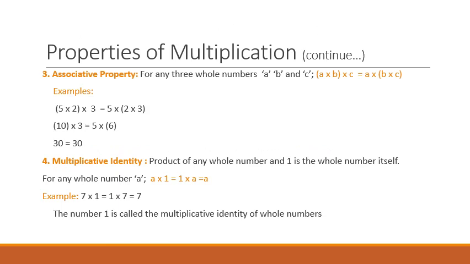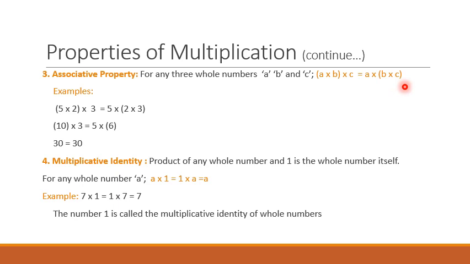Now let's continue with these properties of multiplication. The third property is the associative property of multiplication. It says for any three whole numbers a, b and c, the product of a multiplied by b and then multiplied by c is the same as the product of a multiplied by the product of b and c.